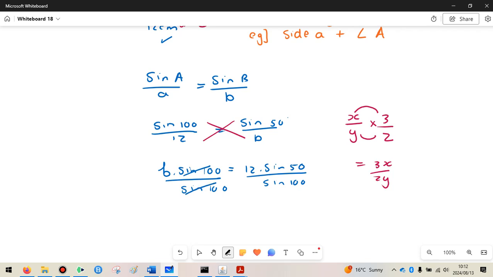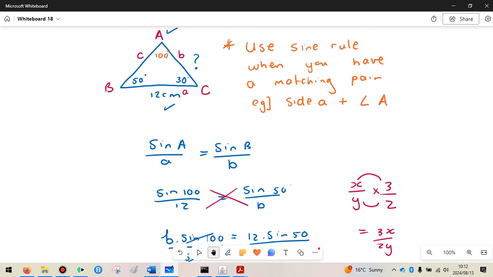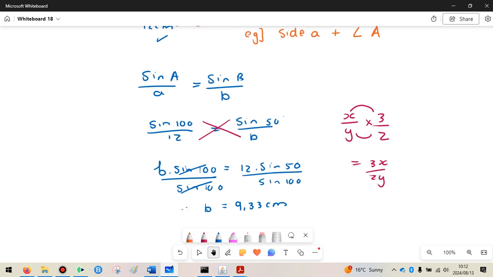Okay, so that cancels out. So therefore my side b ends up being 9.33 centimeters long. Now you always want to check if your answer makes sense. Let's go back to the sketch for a second and put in the 9.33 centimeters, which is what we got there.